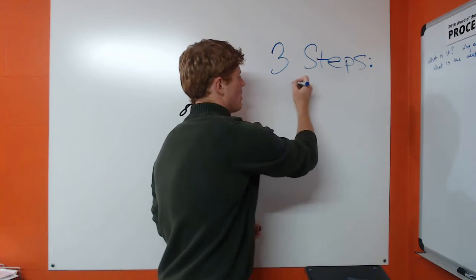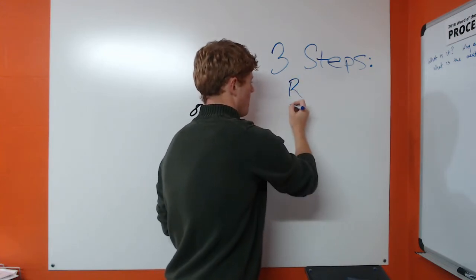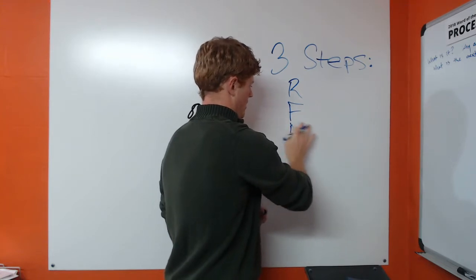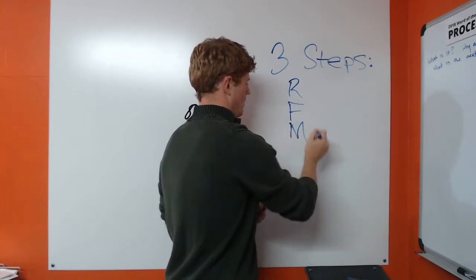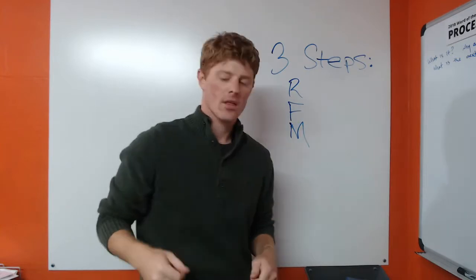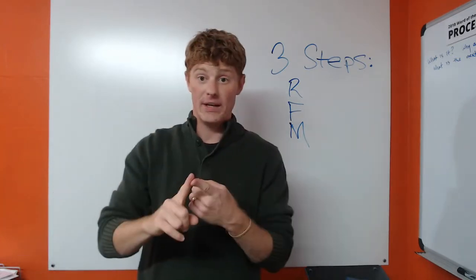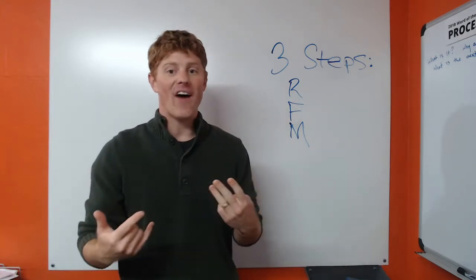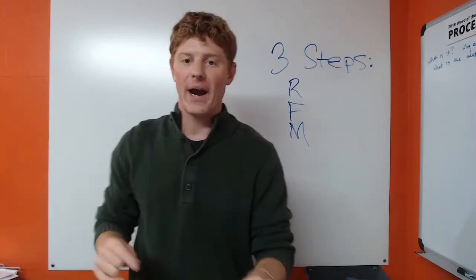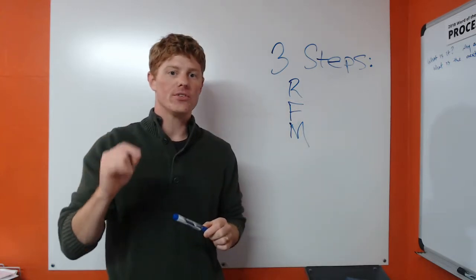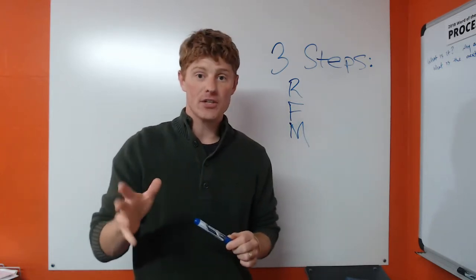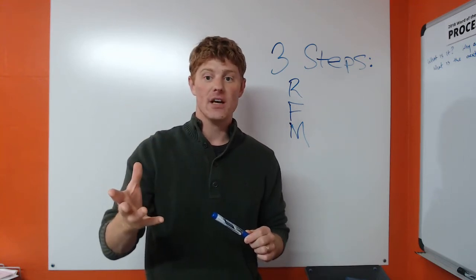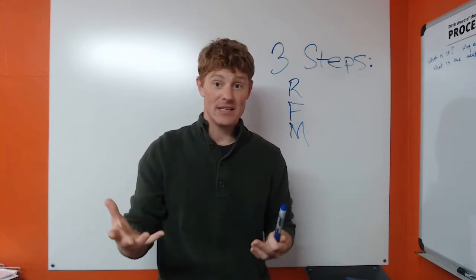So the steps are R, F, helps if I can write my letters correctly, RFM. Those letters stand for recency, frequency, and monetary. And these come from the classic direct mail world where these are used to measure the potential responsiveness of a list, of an individual buyer on a list, in order to send out expensive direct mail.